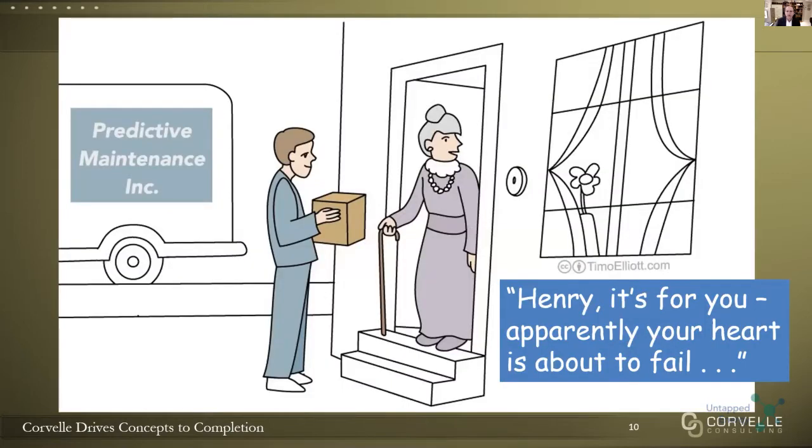Henry, it's for you. Apparently your heart is about to fail. Now, we all want to predict the future. And these relevant applications include production planning, logistics planning, financial planning, capacity planning. And when you think about the requirements of these applications, they include diverse data groups, huge data volumes, predictive data analytics, modeling capability, and fast response time. So I'm not sure we're going to get to the point where Amazon delivers a replacement heart, but it does tell us what we're after all the time. We want to be able to predict the future reliably, and graph databases play a role in that goal.